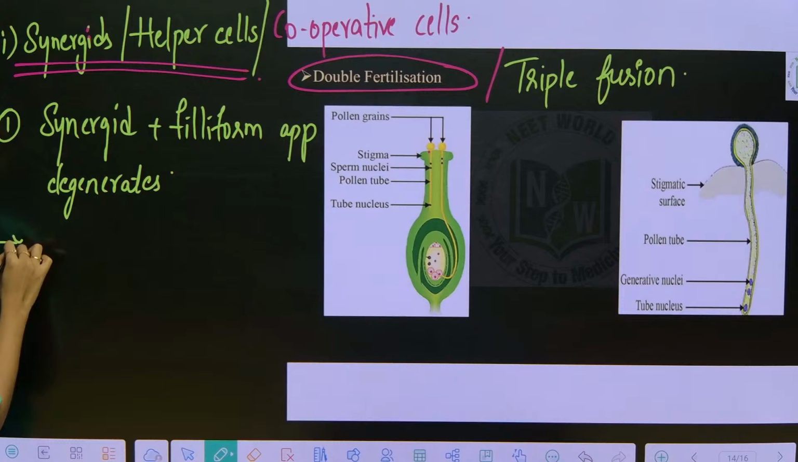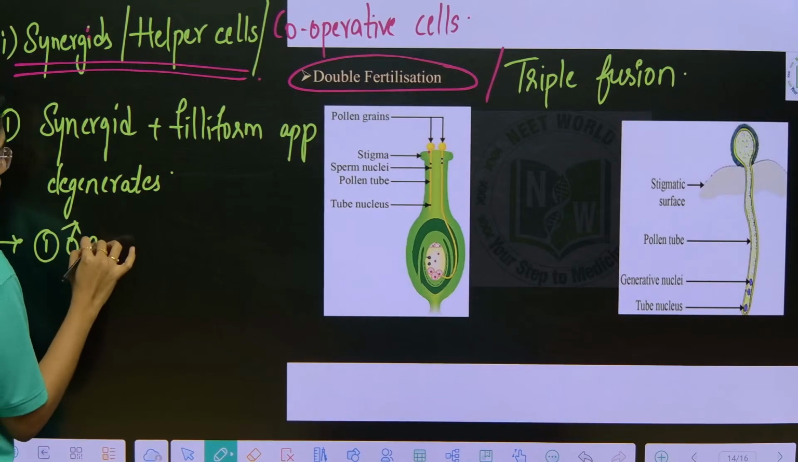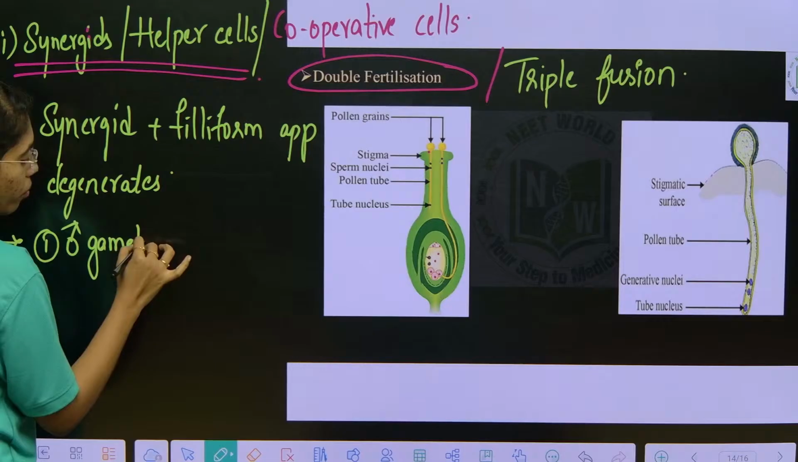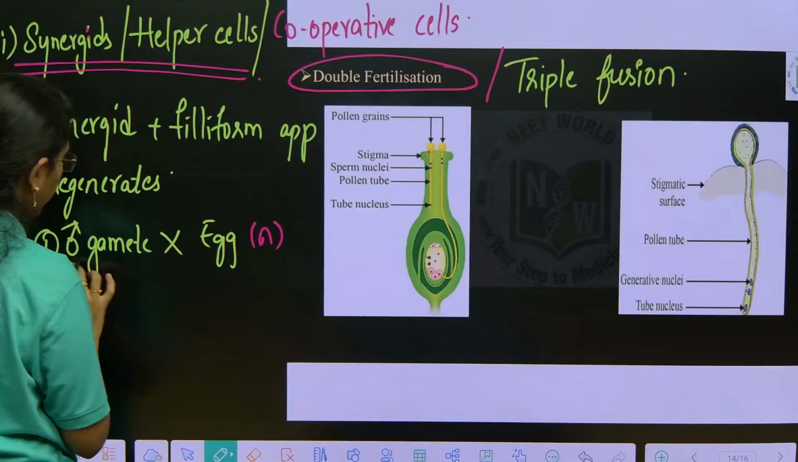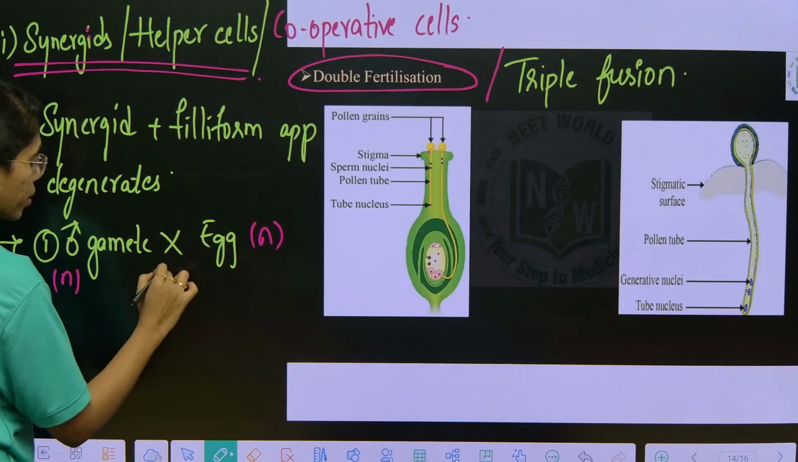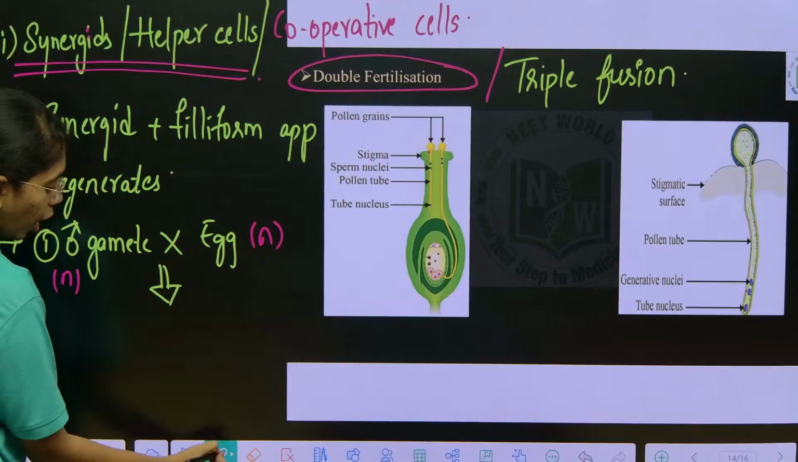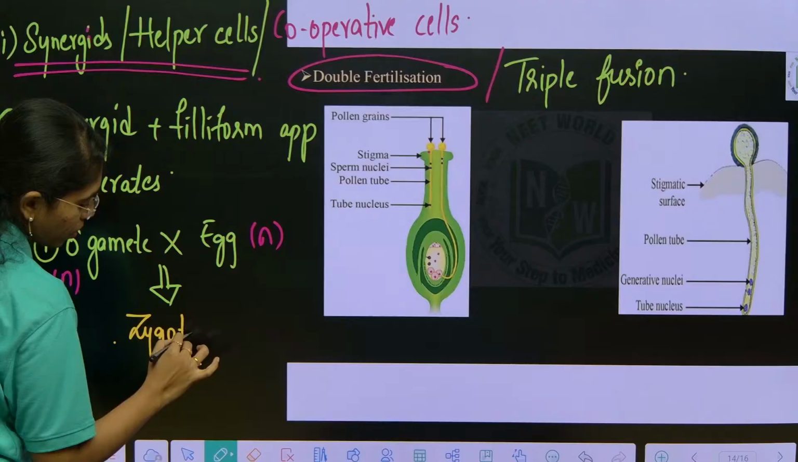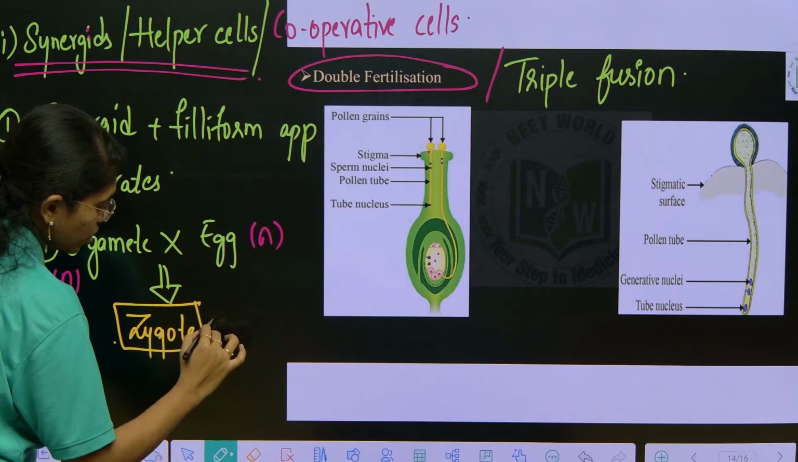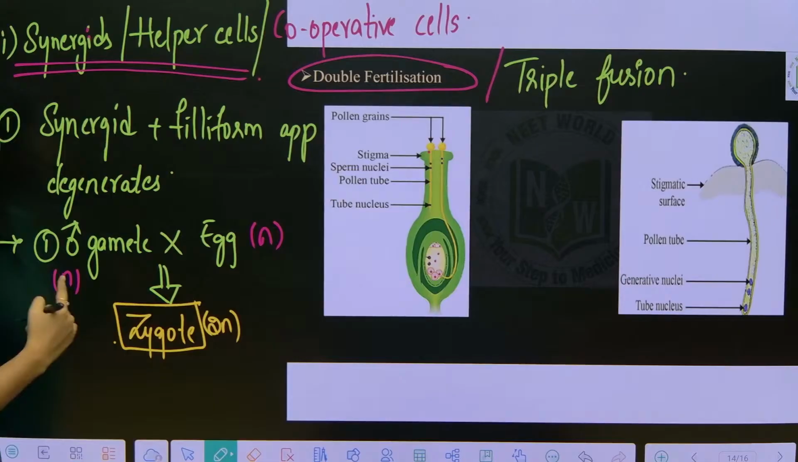Okay, and one male gamete fertilizes the egg cell, both are haploid, and this provides a diploid zygote. This is the product of fertilization. What is the first product of fertilization, beta? Zygote is the product of fertilization. Clear, right? So, here we go.